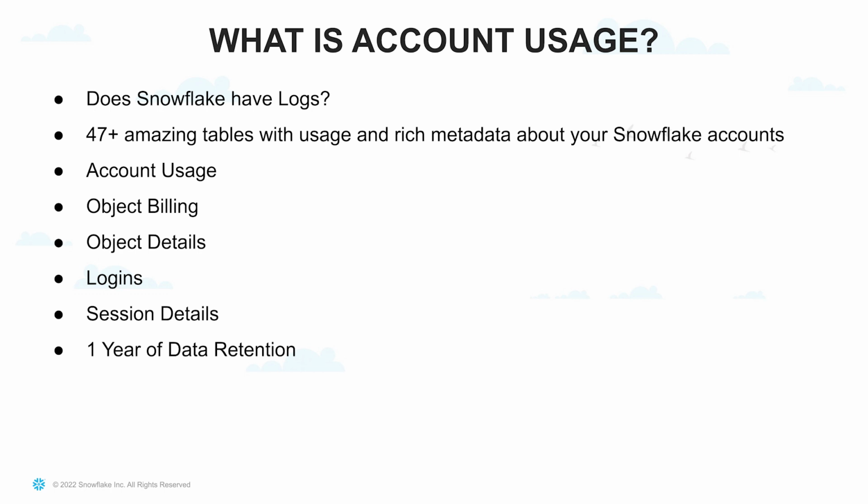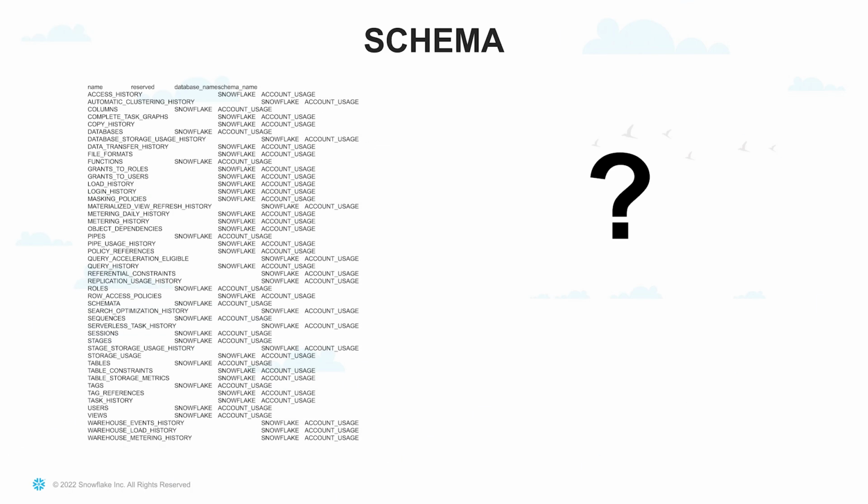So anything that I create and use as part of queries or visualizations, I can share with the community and everyone can benefit from that. I find that fantastic. So what useful objects are in this account usage schema?